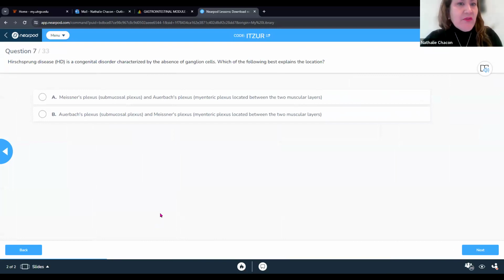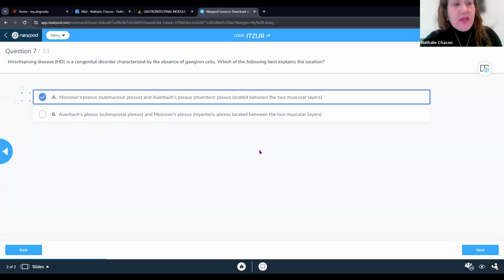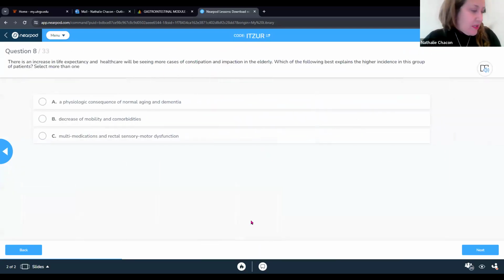That intrinsic nervous system is absent, and it has to do with the Auerbach or myenteric and the submucosal plexuses. The Auerbach is located between the two muscle layers, right? And the Meissner is submucosal. If you see here, Auerbach is not correct. It's not submucosal. Meissner is not in between. The only correct one is the first one, right? So it is important to know where it is located.